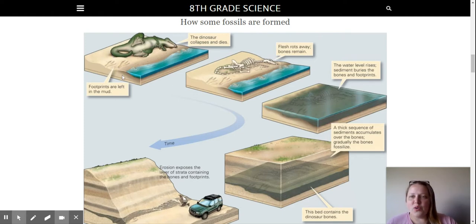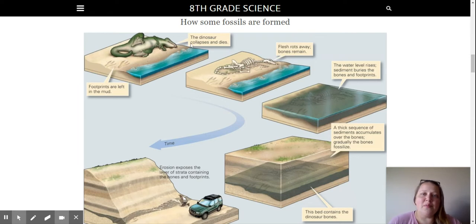So right here it says footprints are left in the mud. Now, if footprints are left in the mud, we know that's a trace fossil. Okay, if that solidifies and hardens over millions of years, that becomes a trace fossil. But let's go back to it.